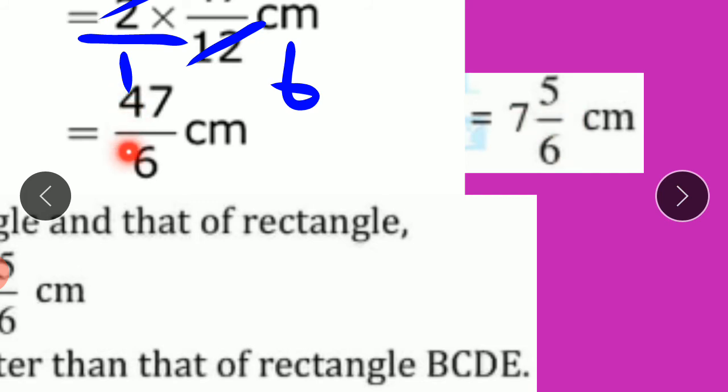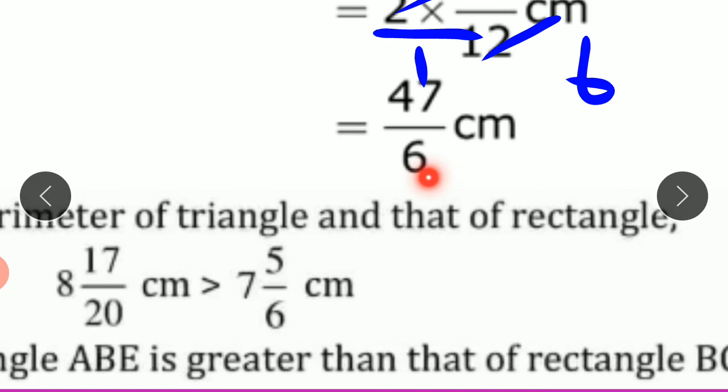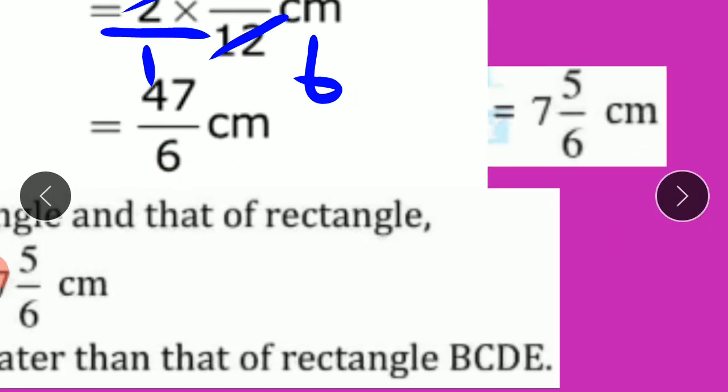That is, in 47, how many times 6? 7 times. So 7 is the whole number. 7 6s are 42. The remainder is 47 minus 42, which is 5. That is the numerator, and you copy the same denominator. So 7 and 5/6. Now the perimeter of rectangle BCDE is 7 and 5/6 centimeter.